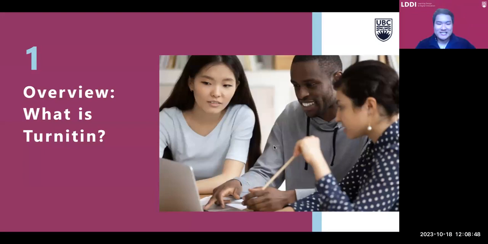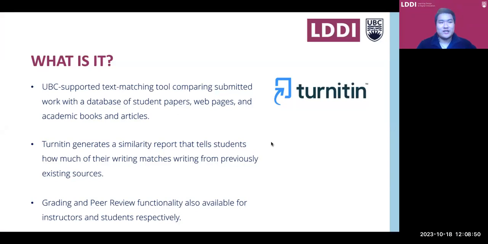Awesome. Thanks so much, Gabby. So as Gabby mentioned, I'm just going to chat a little bit more about the overview of what Turnitin is. So Turnitin is a UBC-supported text matching tool that compares submitted work with a database of more than 337 million other student papers, web pages, and academic books and articles. After comparing an assignment with the database, Turnitin automatically generates an originality report or a similarity report for the submission that tells students how much of their writing matches writing from previously existing sources as well. But of course, beyond that feature, Turnitin does have many grading features and peer review functionality, all which we will explore later on in today's session.